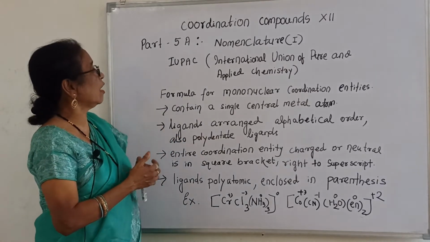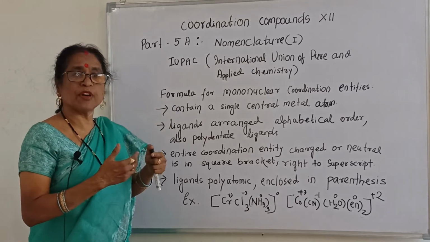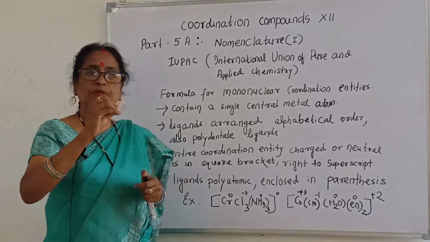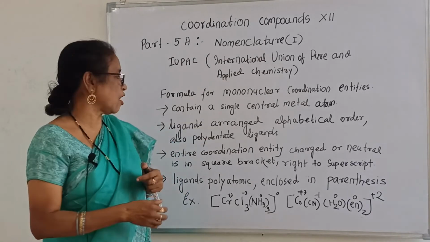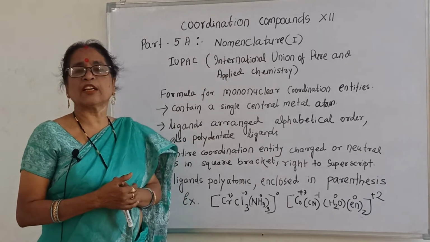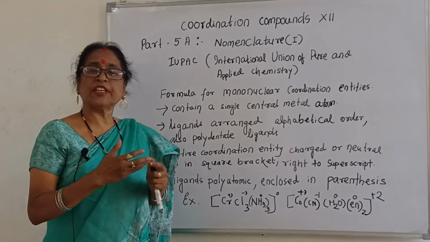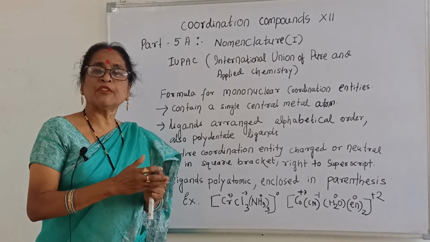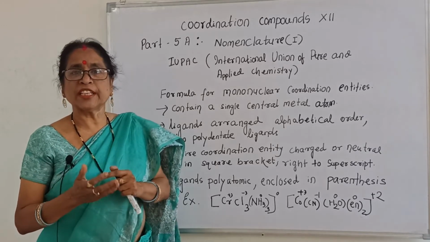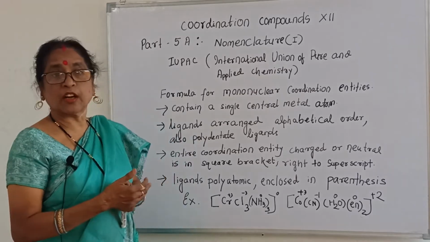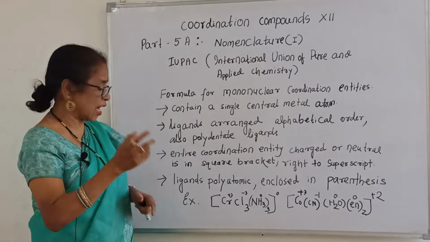I hope it is clear. In the formula of a mononuclear compound there is only one central atom, and the ligands should be written in alphabetical order. Polydentate ligands follow the same rule. What is meant by unidentate and polydentate? Unidentate means one donor atom. Polydentate means many donor atoms are there to donate electron pairs to the central metal atom.